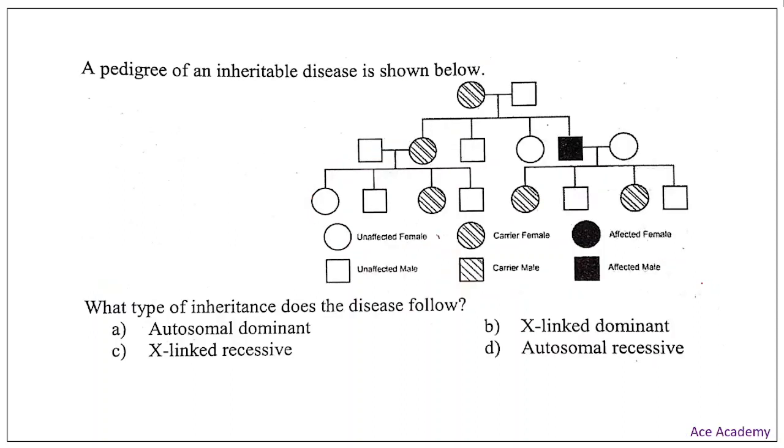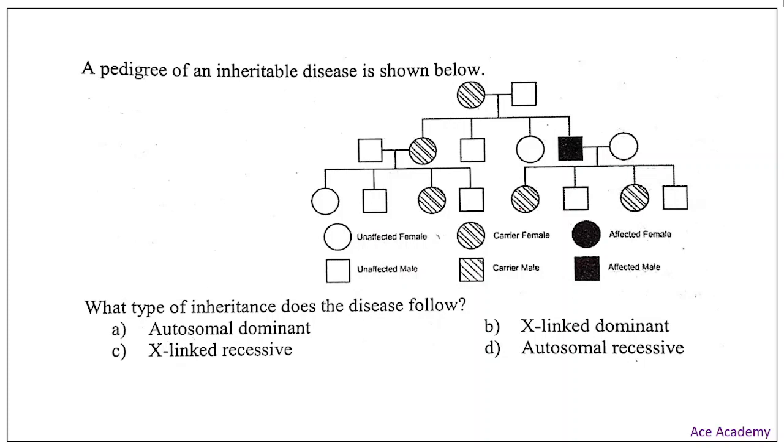Let's move on to the third question that says a pedigree of an inheritable disease is shown below. Here, they have provided us the carriers with dashes, which has made our task much easier, because the first thing that it tells us is that this is not a dominant inheritance trait. Simply because if a trait is of dominant inheritance, then no carriers can exist.